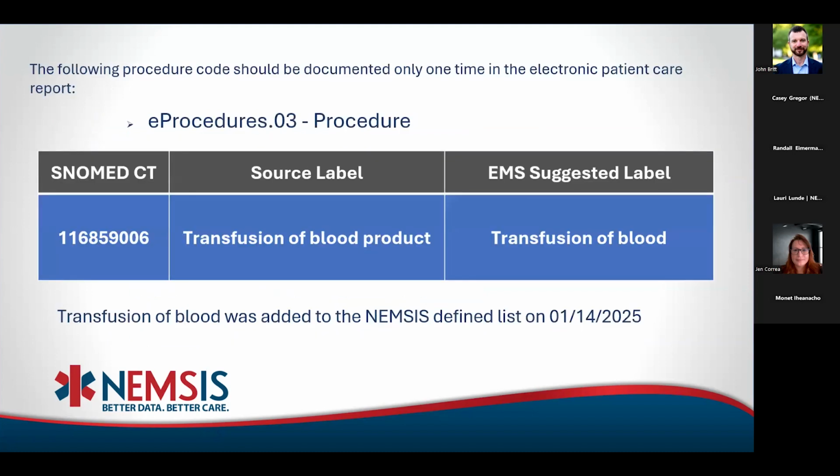Following the procedure code should be documented only one time in the electronic patient care report. So this one, we're specifically looking at eProcedure 03, which is the procedure. And here we can see the SNOMED CT code, the source label, and the EMS suggested label of transfusion of blood. Transfusion of blood was added to the NEMSIS-defined list on January 14th of 2025. The transfusion of blood is the procedure code that you would want to be selecting within the EPCR for blood transfusions.